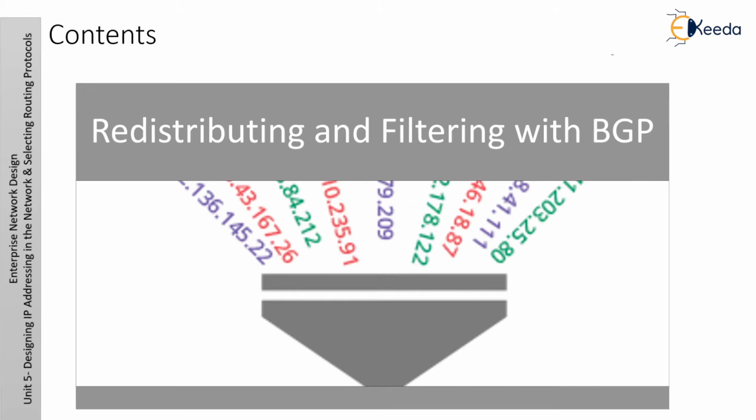An enterprise border router running BGP typically announces only the major network, the prefix assigned to the enterprise network, to the external domain, excluding any details about subnets. This is done using the BGP network router configuration command, which allows BGP to advertise a network that is already part of its IP routing table. So this is how redistributing and filtering with BGP is done.